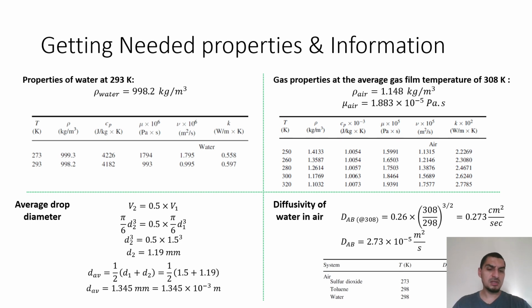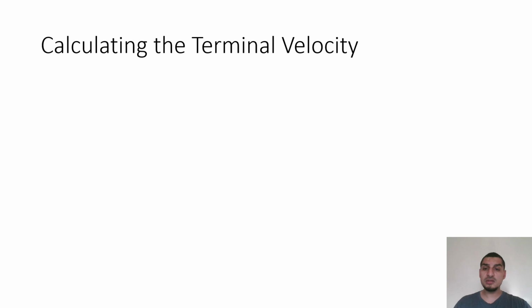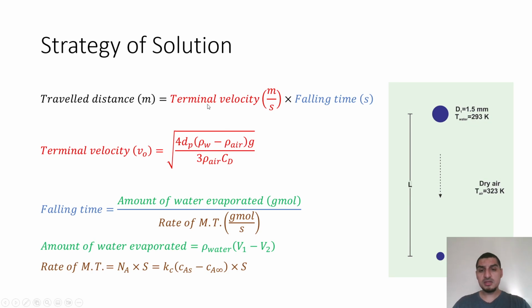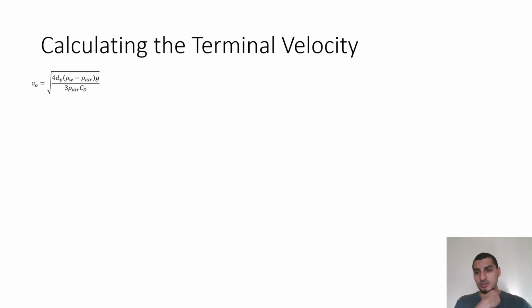So here we'll see this is the diffusion coefficient. Here I have all the information that I need to start solving the problem. First I'll start with the first step, which is the calculation of the terminal velocity. Again, I want to remind you that these are the steps I'm following. So I'm here in this step, which is calculating the terminal velocity.